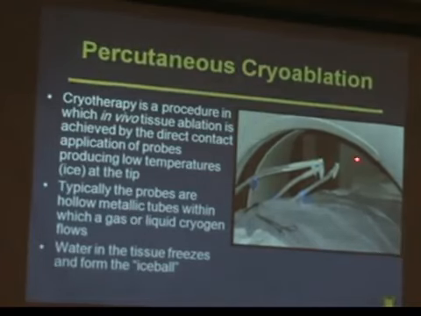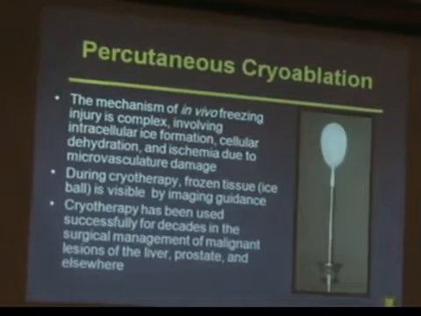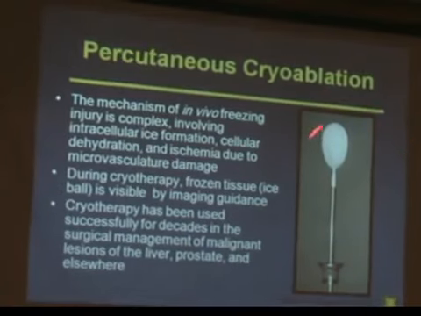This patient is having 4 needles at once. These are typically probes that are hollow metallic tubes. They can have either gas or liquid cryogen that flows, and water in the tissue freezes and forms an ice ball, and it's very easy to follow the ice ball, the size under the CT guidance as we are performing the procedure. This is just to show how the ice ball forms around the tip of the needle.